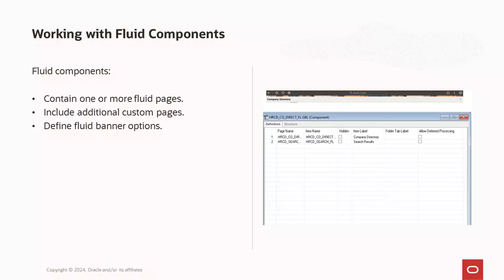In addition, it's at the component level that you specify what features will be available in the fluid banner, such as the back button, the navbar button, and so on. These banner features are available to users accessing the fluid pages within the component. Note that the system uses the item label value in the component grid to populate the page name that appears in the lower section of the fluid banner. So you want to make sure it is an accurate, intuitive description of the page for your users.